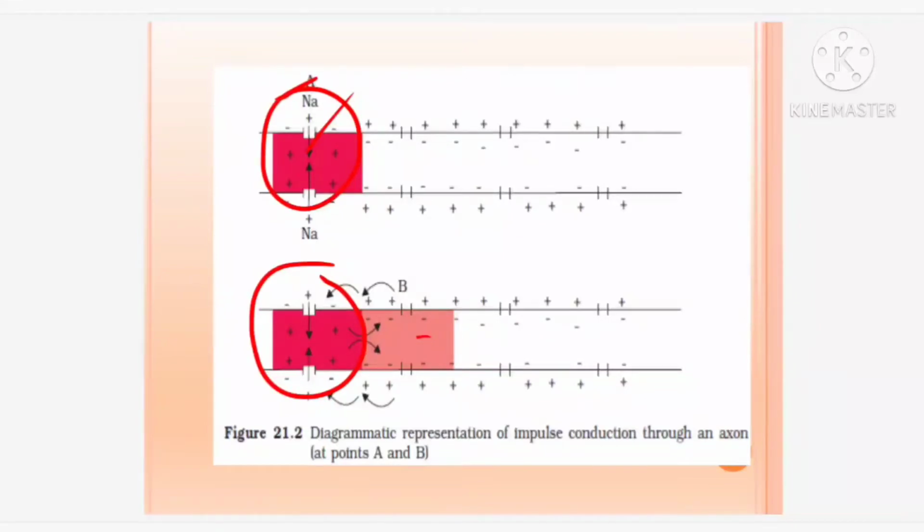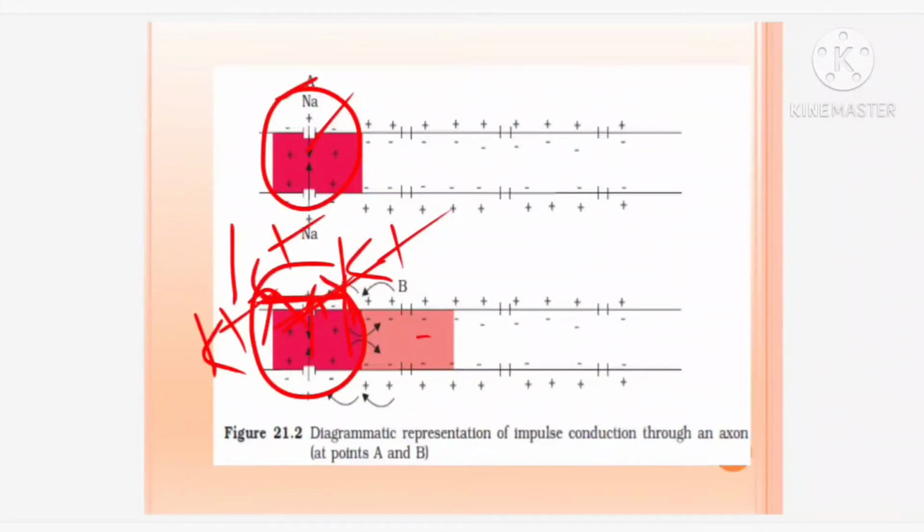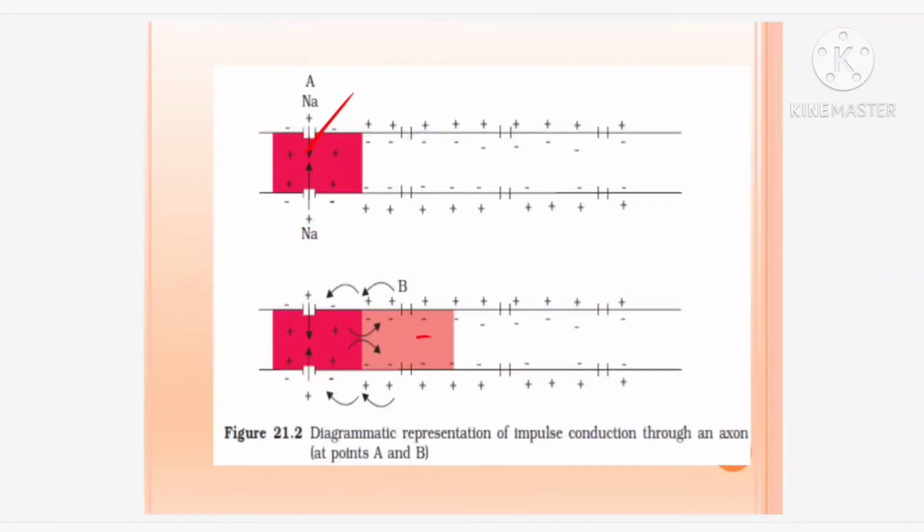Why is it happening? This stimulus is just short-lived. Immediately, the potassium ion concentration will increase. A large amount of potassium ion will move out and diffuse outside the membrane. When potassium ions move out of the membrane, all of a sudden outside it will become positive and inside it will become negative immediately.